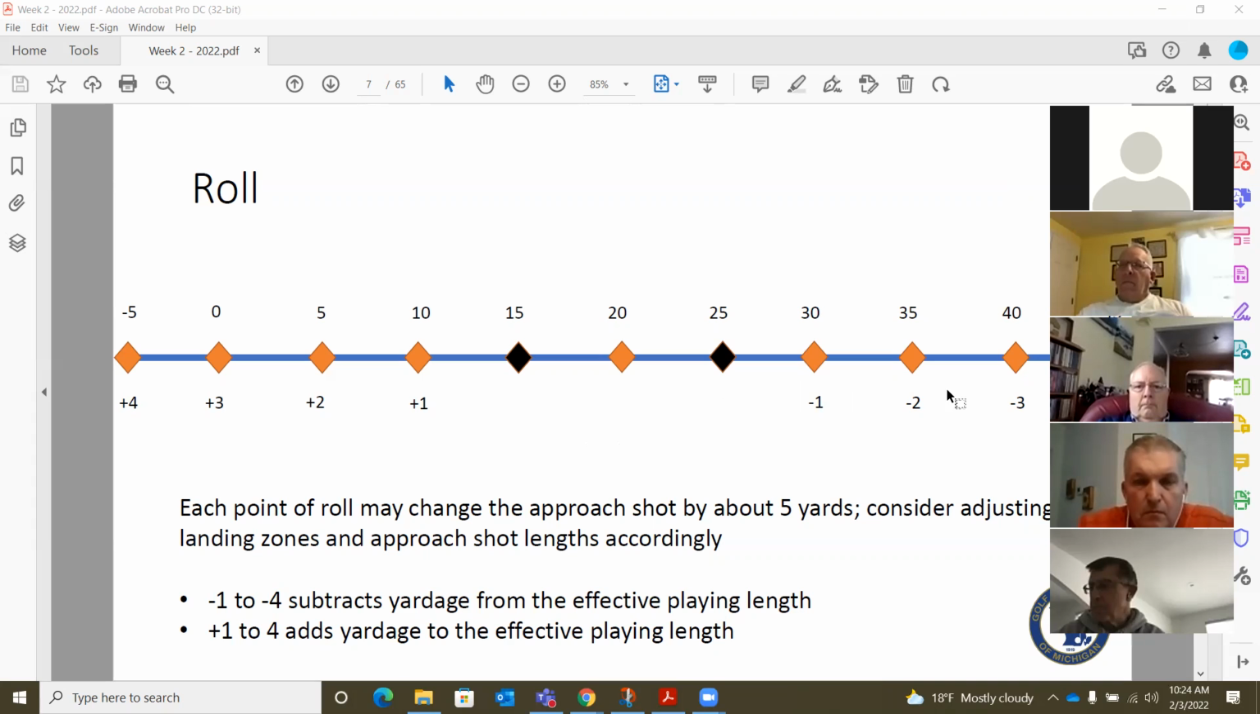And then likewise, if we hit a downslope and it goes forward farther, then we're going to use a minus number here.